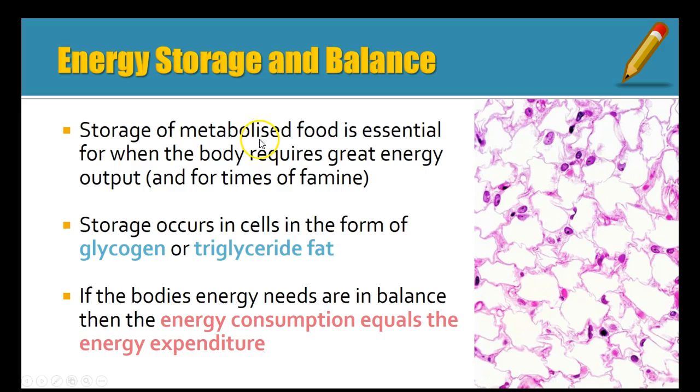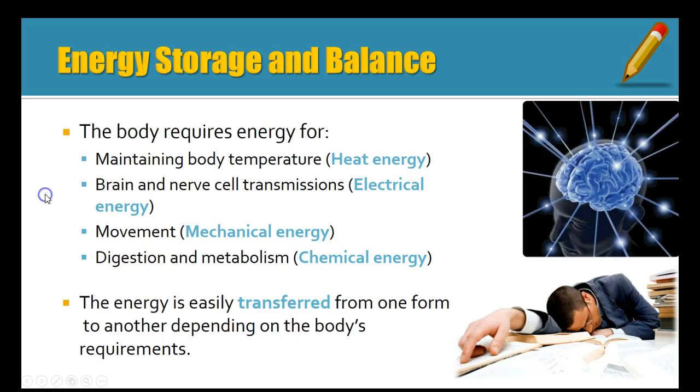So we really do need to store some of the energy that we consume and convert and break down through catabolism, because we need that energy when our body requires a greater energy output or if we have a time where we don't have any access to food. The storage of that energy can occur as glycogen or as triglyceride fat. If your energy consumption equals your energy expenditure, then the energy needs are being met and balanced, and you won't see any storing of energy or use of energy from stores.